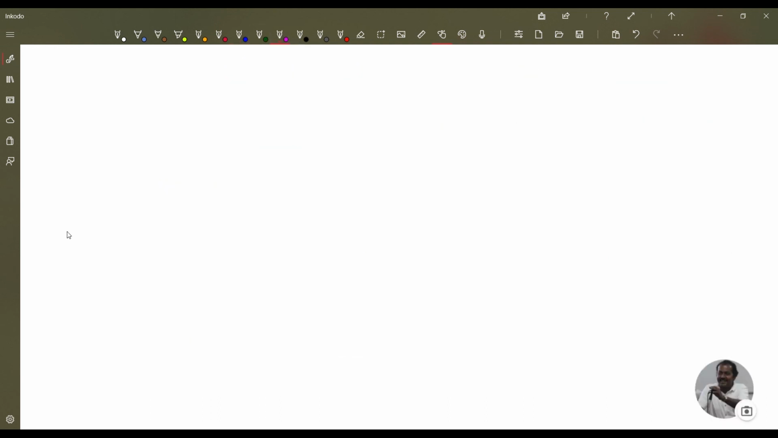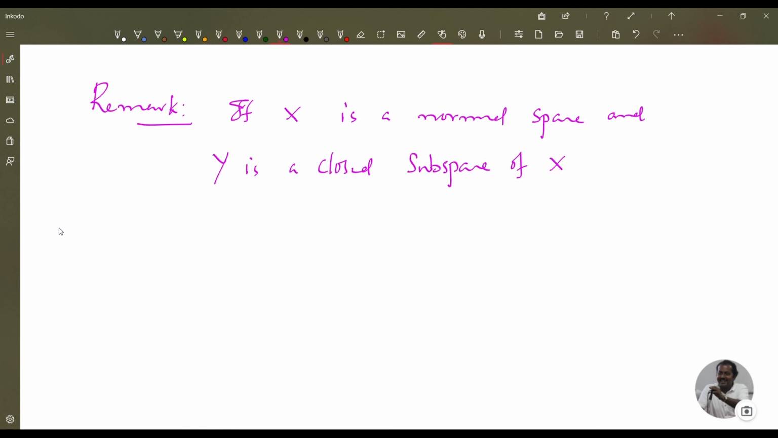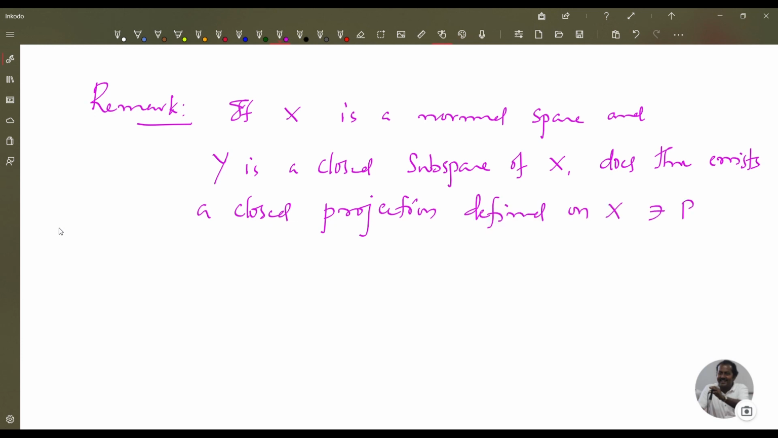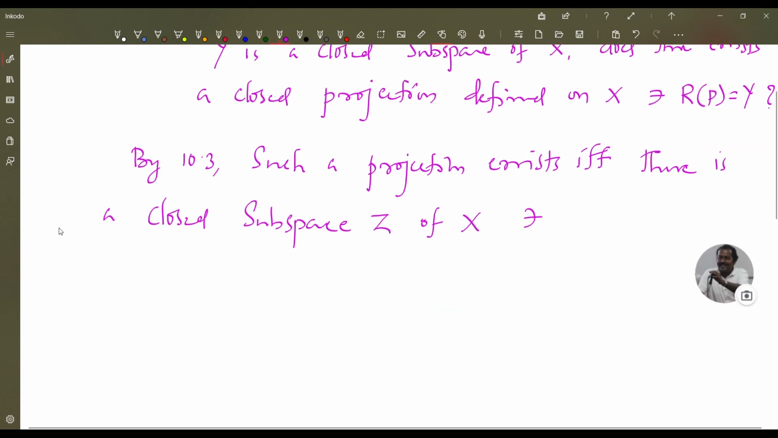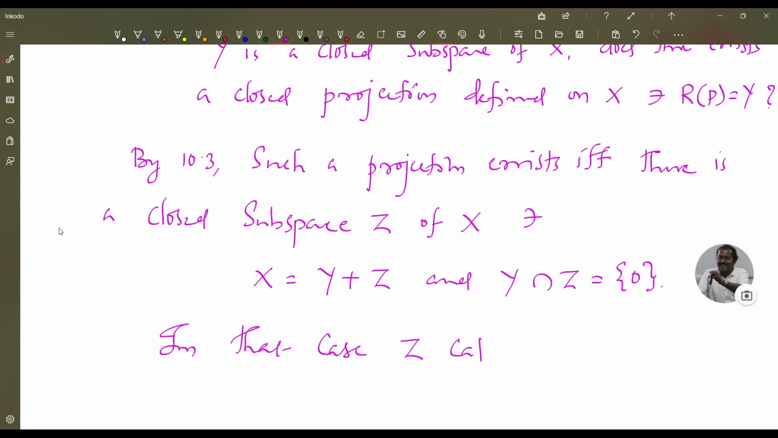We write another remark: if X is a normed space and Y is a closed subspace of X, the question is, does there exist a closed projection P defined on X such that R of P is equal to Y? So by theorem 10.3, such a projection exists if and only if there is a closed subspace Z of X such that X is equal to Y plus Z and Y intersection Z is the singleton zero. In that case, Z is called the closed complement of Y in X.